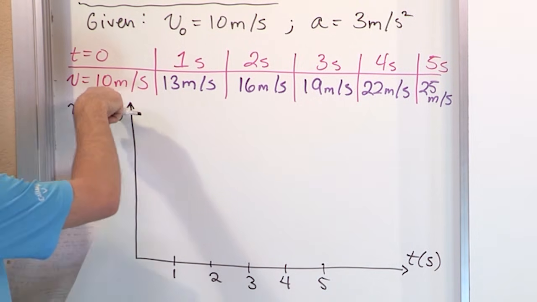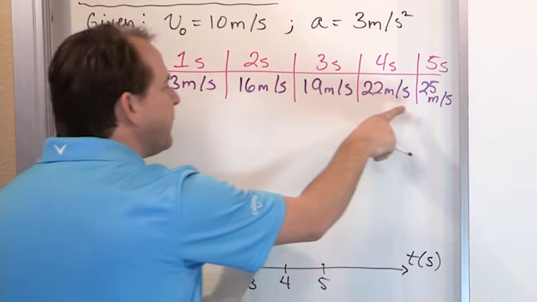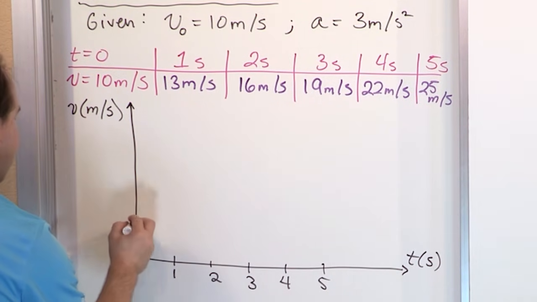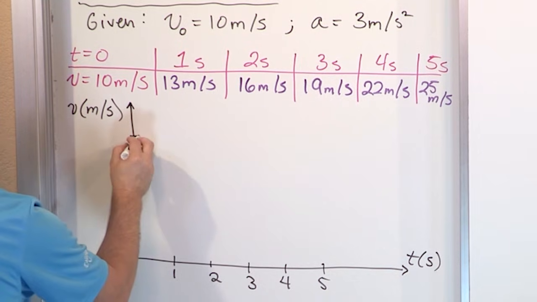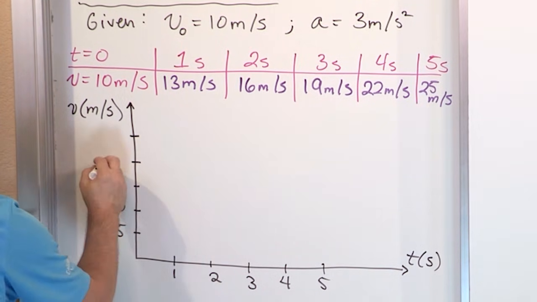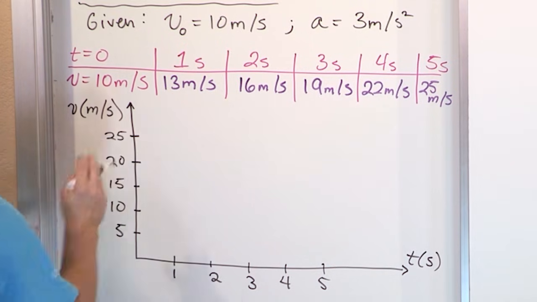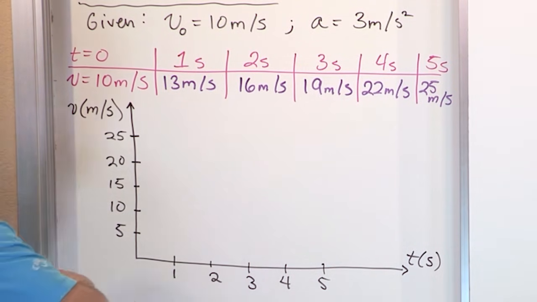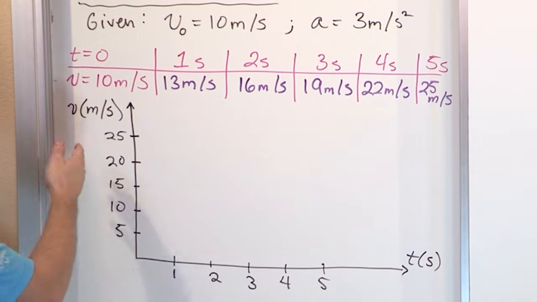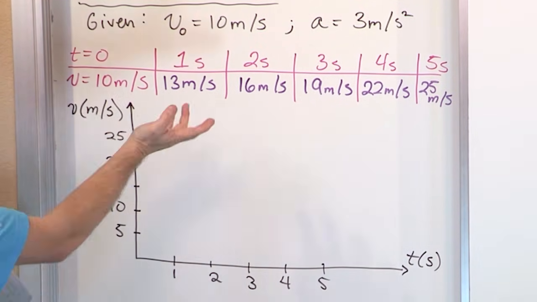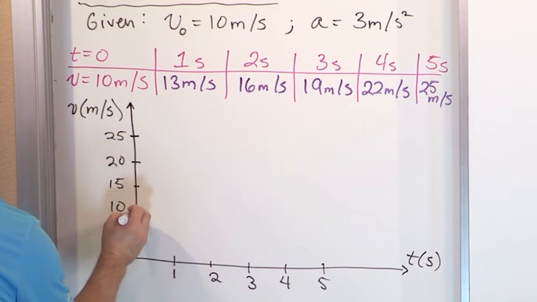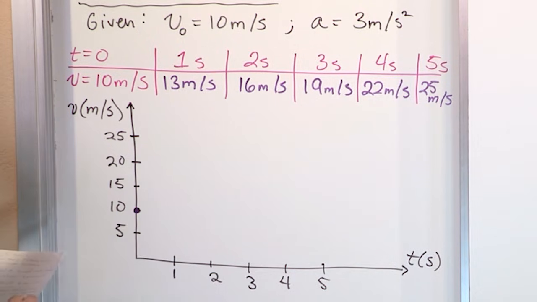For velocity, we end up starting at 10, and we end up around 25. So we need our scale to go up to 25. So let's just do it like this: 5, 10, 15, 20, 25. So 5 meters per second, 10, 15, 20, 25. So we're just going to plot the data. All right, so let's see what happens. At 0 seconds, it's given to me that my spaceship or whatever is already going 10 meters per second. So I have a dot at 0 seconds, 10 meters per second velocity right there.